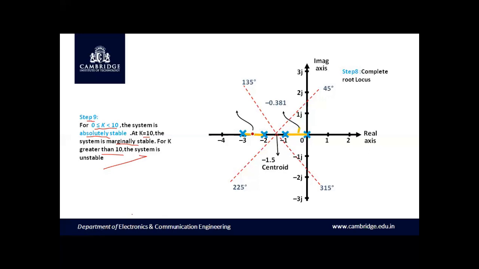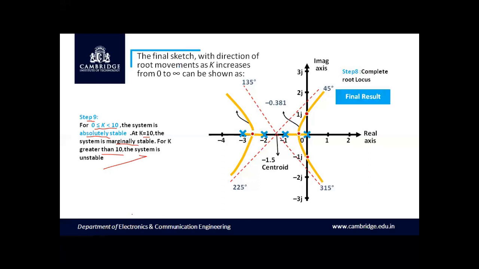And we can plot the complete root locus sketch. The final sketch with the direction of root movements as k increases from 0 to infinity is as shown here. So the movement of the branches, with the arrow marks, is as shown here. And on the other side, for the other breakaway point at -2.619, the movement is shown very clearly.